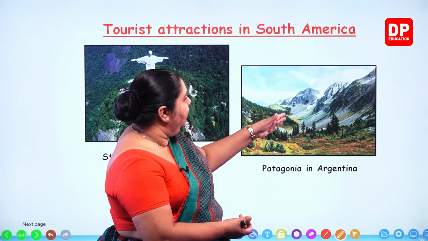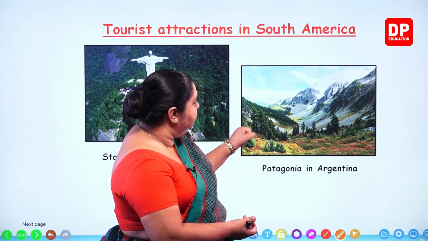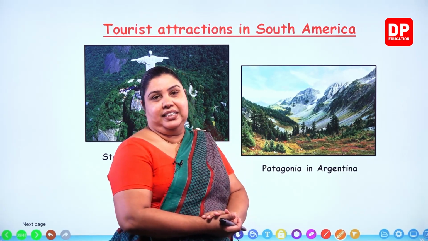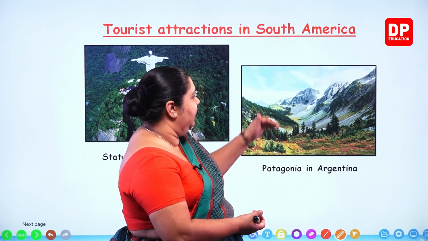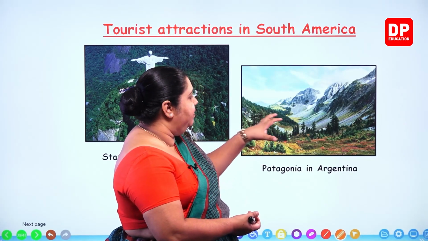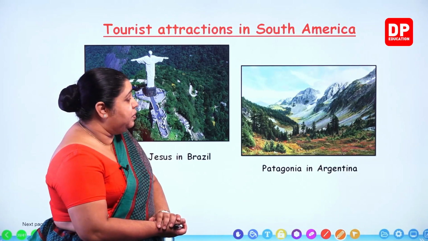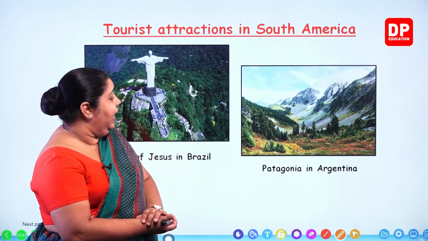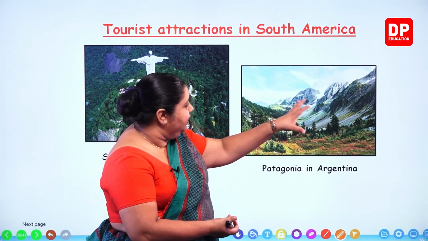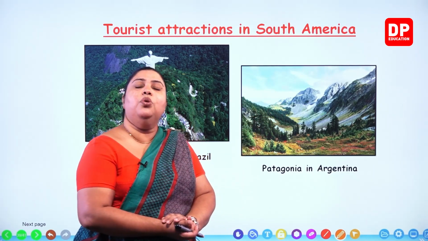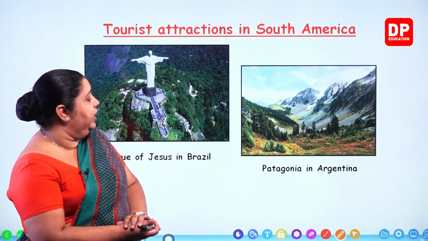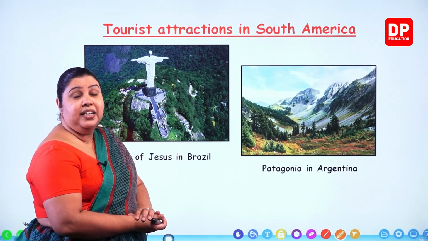It has, you know, different types of environmental conditions. Different types of different colors of grass and different types of trees, and the location, the environment is so beautiful in Patagonia in Argentina.